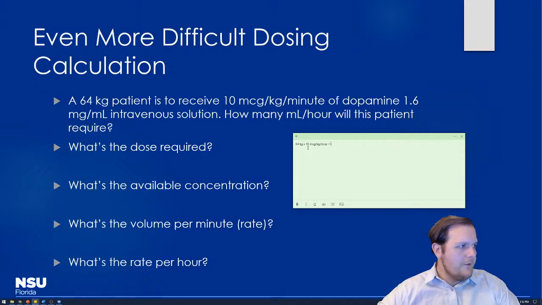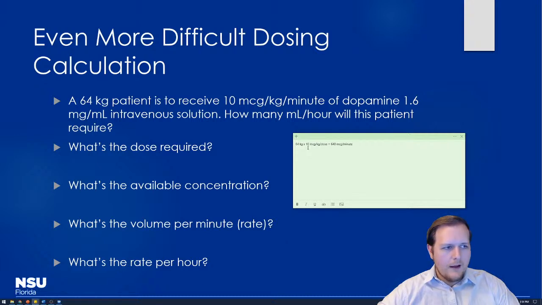I'm sorry, I don't know if I can make my font any bigger here, so hopefully you guys can view that. But let's say 64 kilograms times 10 mics per kilo per dose. What am I going to get? Well, it's basically going to equal out to be 640 micrograms per minute, right? And you also notice the problem here too is that I was asking how many they're going to get per hour.